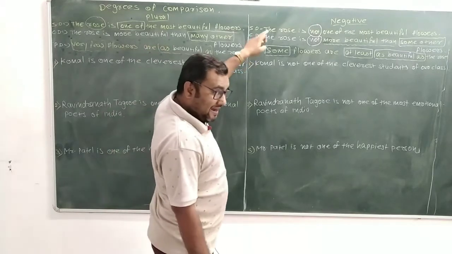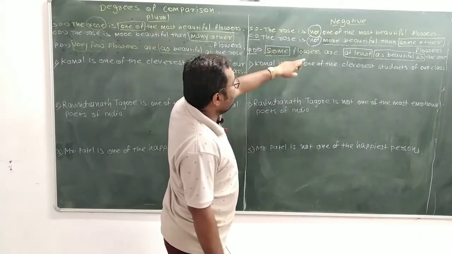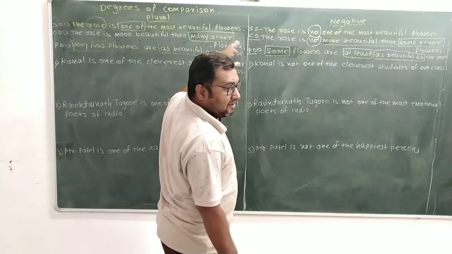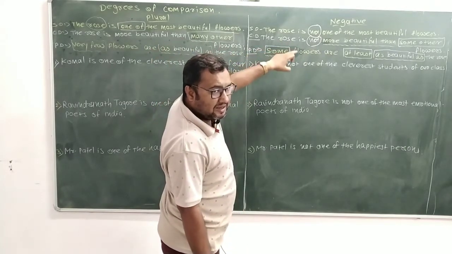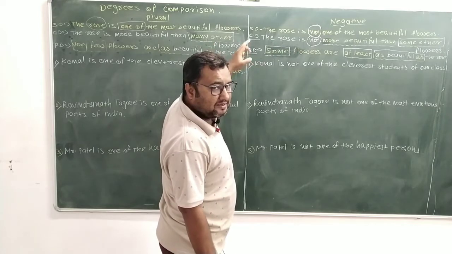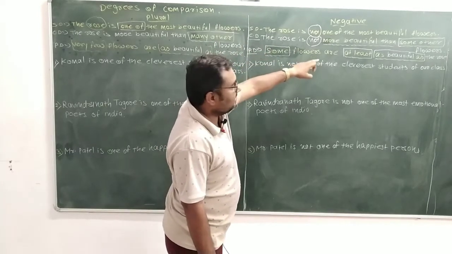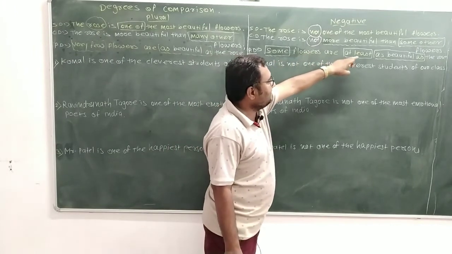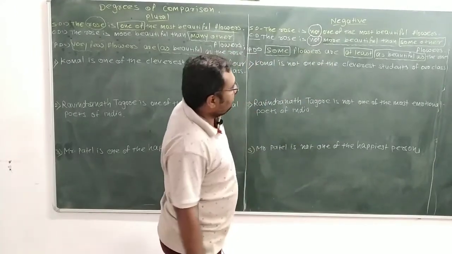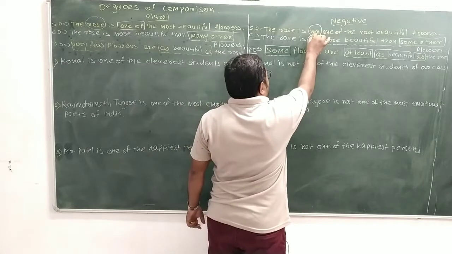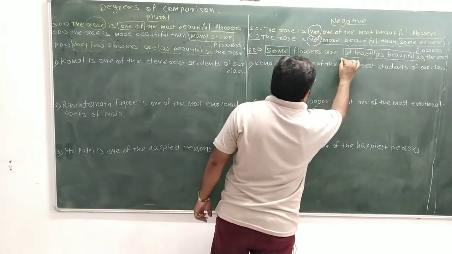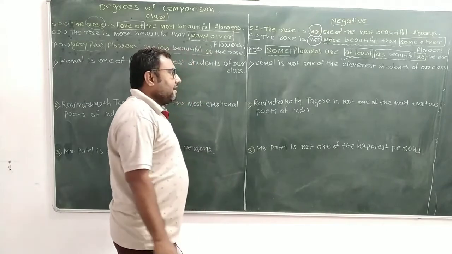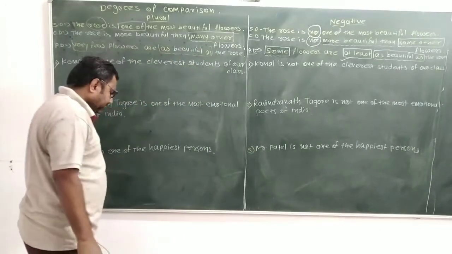So in negative sentences we use "some are at least as". Very few are as, some are at least as. Some flowers are at least as beautiful as the rose. When the sentence is negative, at that time we add "at least". Okay, so let's see the example.